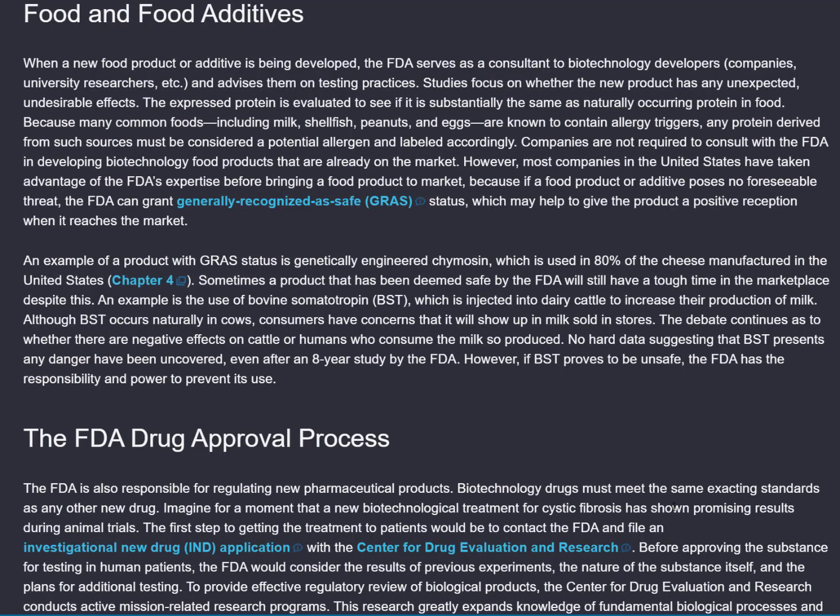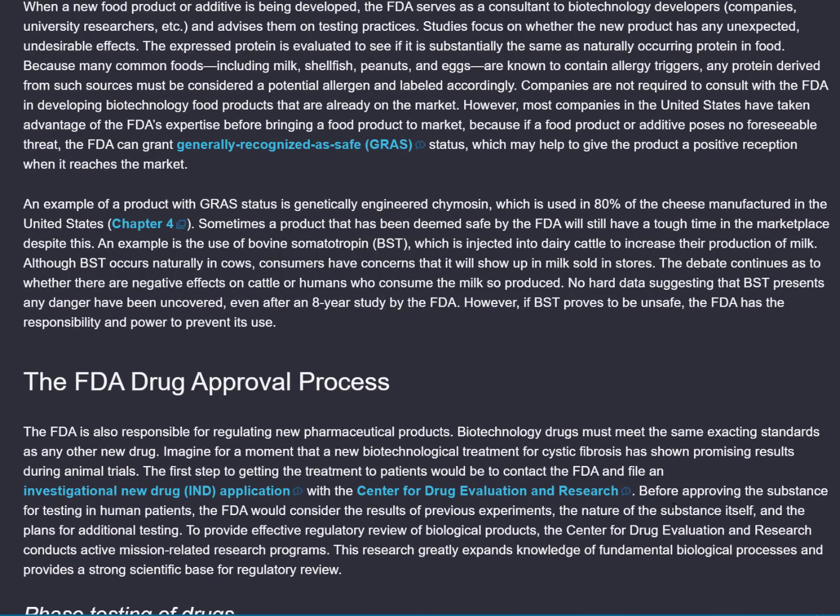Food and food additives. When a new food product or additive is being developed, the FDA serves as a consultant to biotechnology developers, companies, university researchers, etc., and advises them on testing practices. Studies focus on whether the new product has any unexpected, undesirable effects. The expressed protein is evaluated to see if it is substantially the same as naturally occurring protein in food.